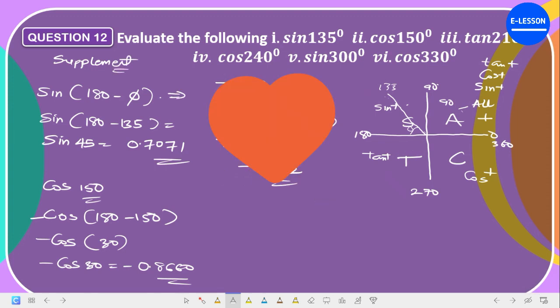Sine 300. For 300, it's usually 360 minus phi, which is sine of 360 minus phi. What is your phi? Let's press tan 60. It's still the same thing it has given me.